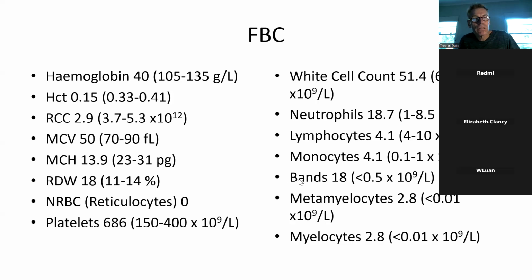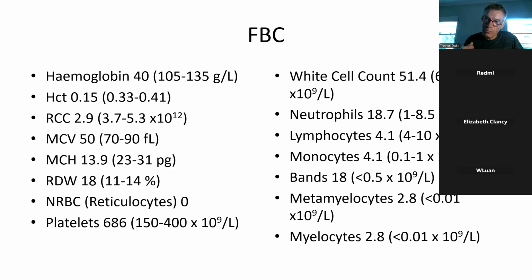Now, when you're looking at the white cell differential, look for immature forms of white cells, right? And as white cells are developing, they go from the most immature forms, which are like promyelocytes, and then they go to metamyelocytes, and then they go to myelocytes, and then they go to band forms, and then they become neutrophils.